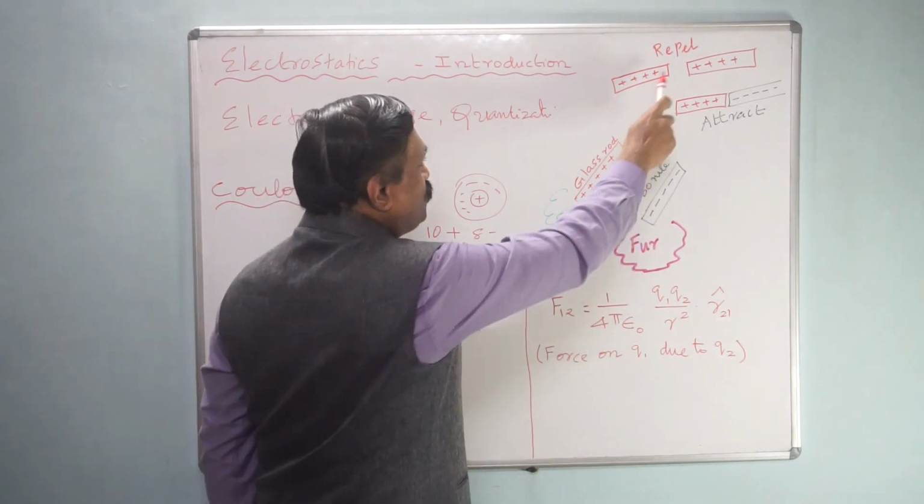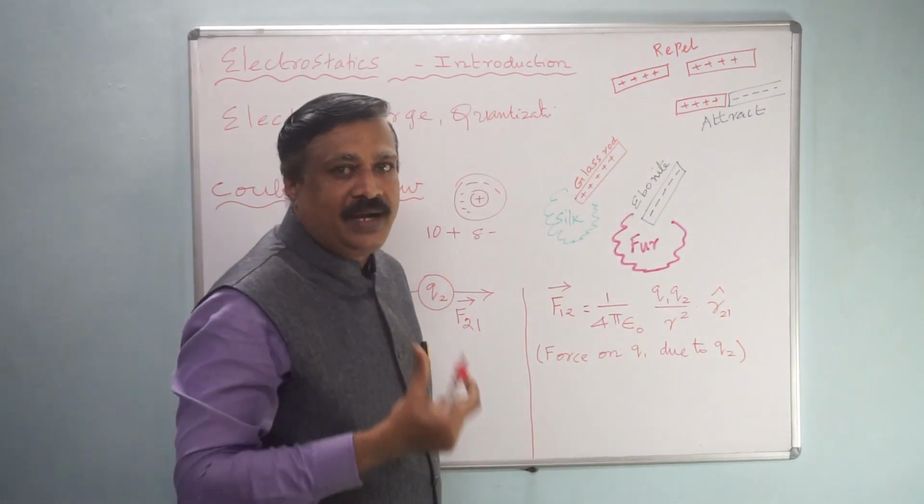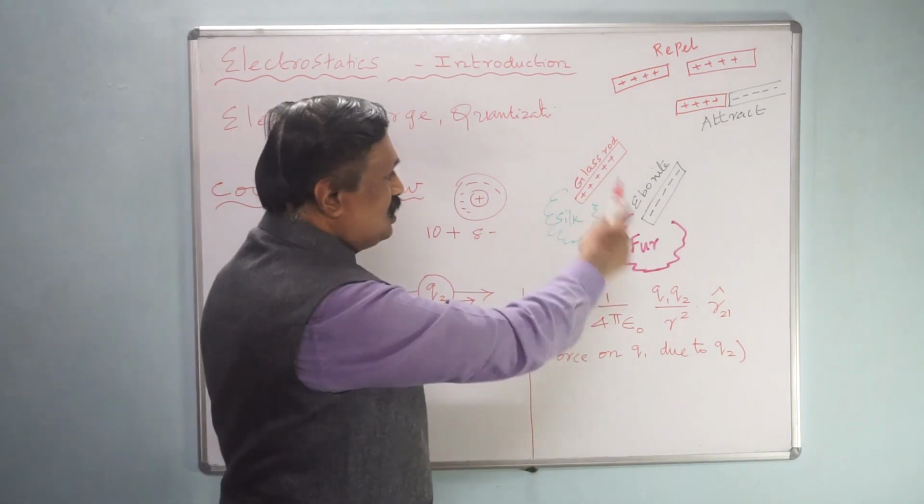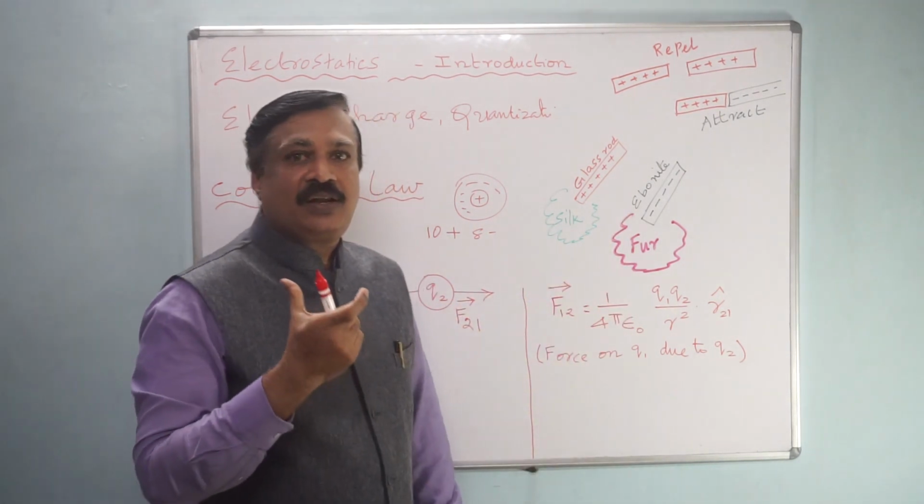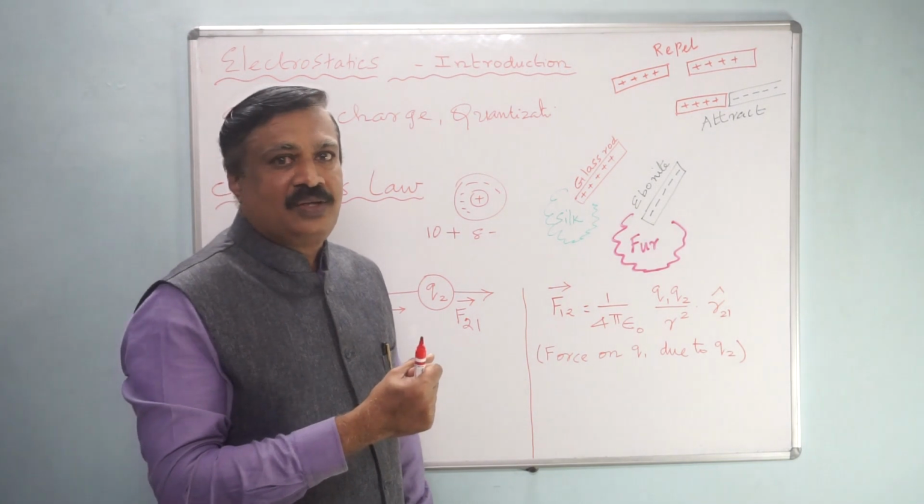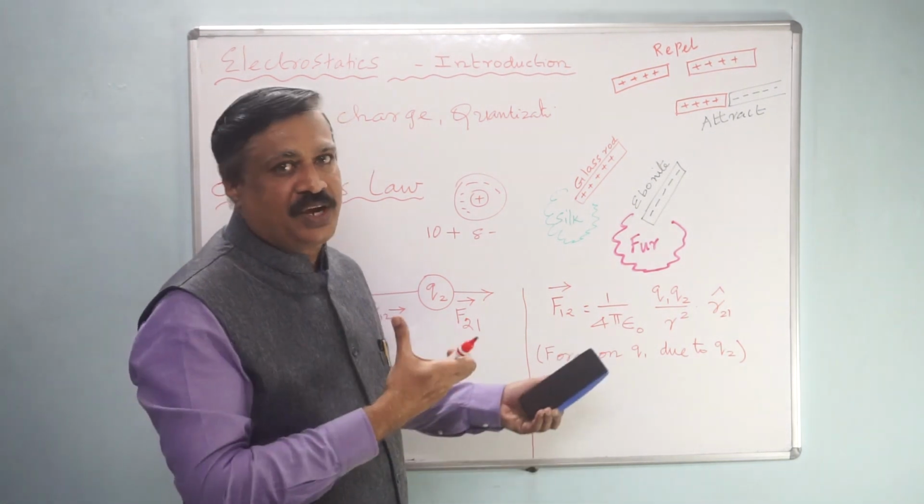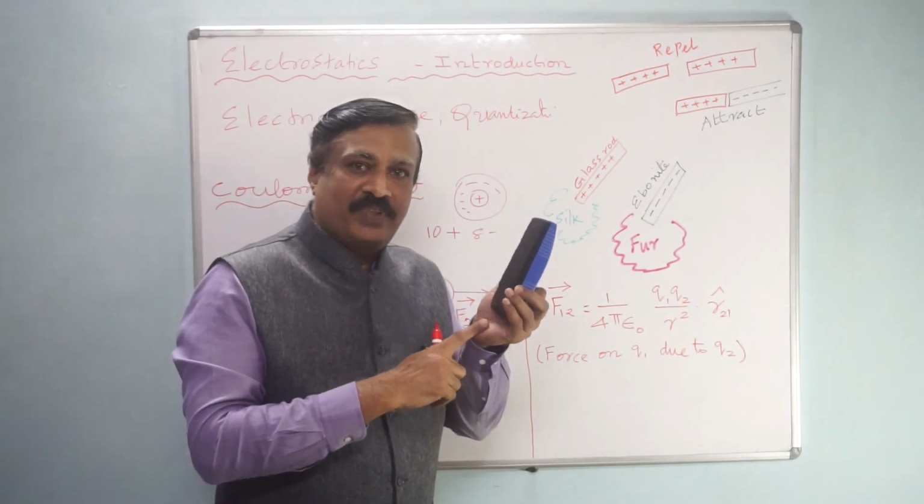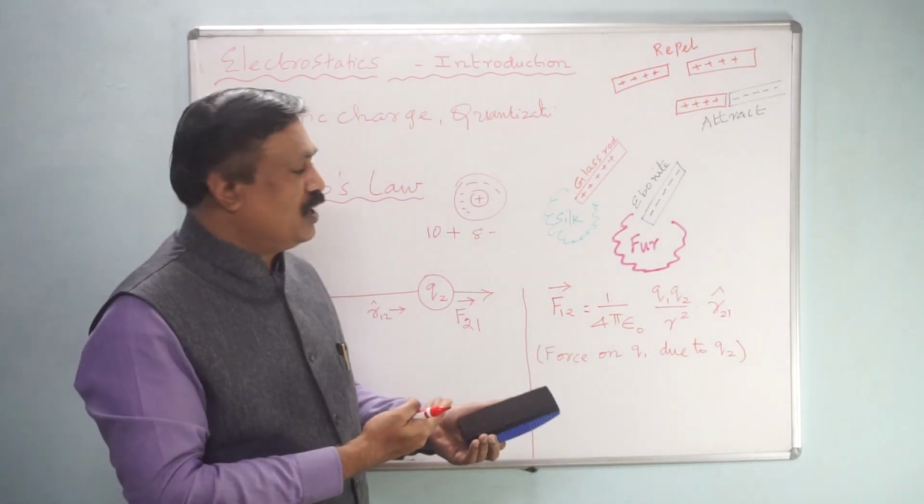That means like charges repel, unlike charges attract each other. This is the concept of frictional electrification, charge due to friction, because you are doing friction. You are rubbing, which is a form of friction.